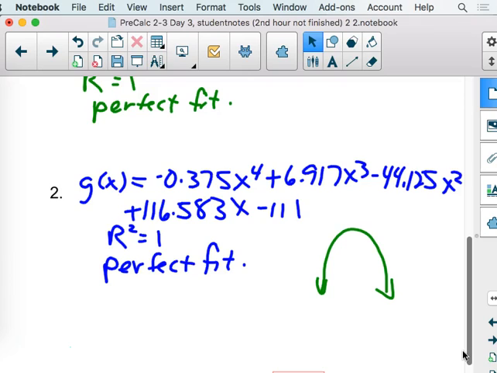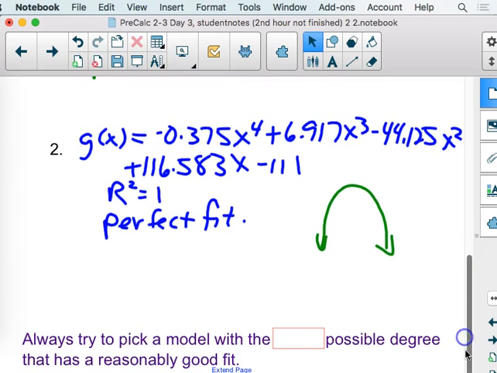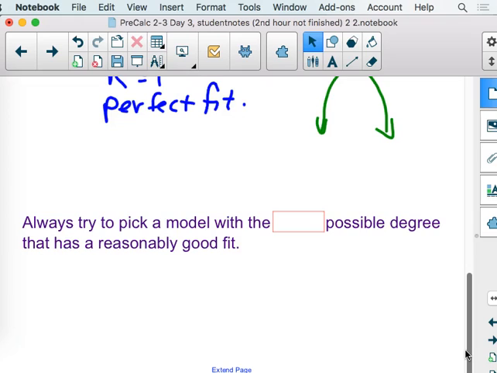So it is best to take a look at the stat plot. And if you notice a pattern and you're saying this would be a better fit, even though the numbers might not come out perfect and give you that r of 1 or r squared of 1, then that's the model you use. You have to use the brain over the calculator sometimes. That's kind of what it says down here in this little box: always try to pick a model. So look at the stat plot. Pick a model with the lowest possible degree.